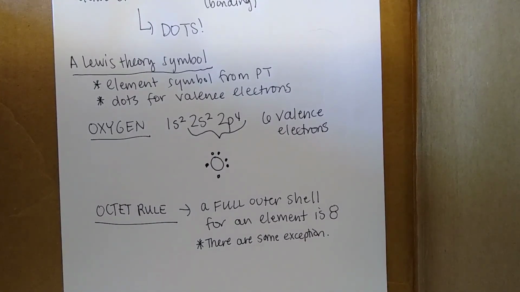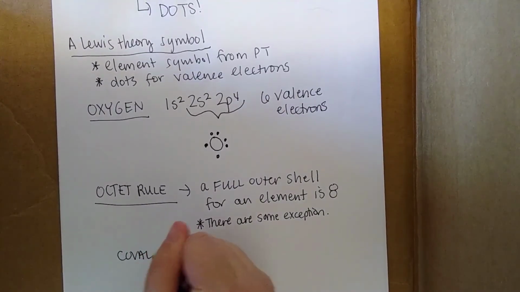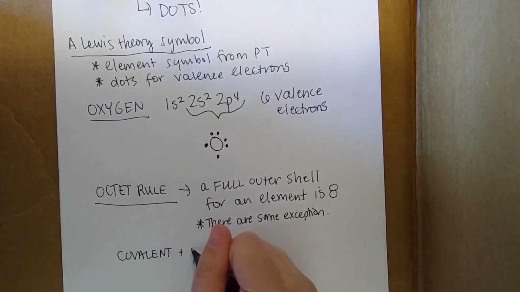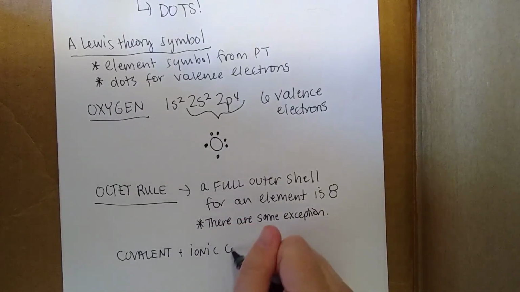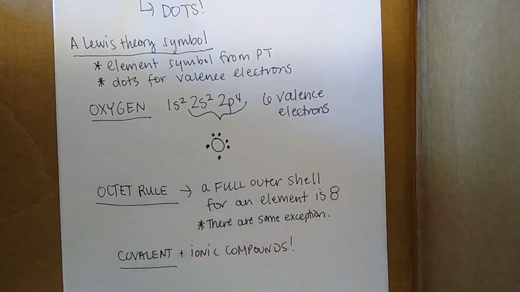This theory can be used for both covalent and ionic compounds. It's best for covalent compounds, but of course you can use it for ionic as well. And we are going to do examples of each in the next video.